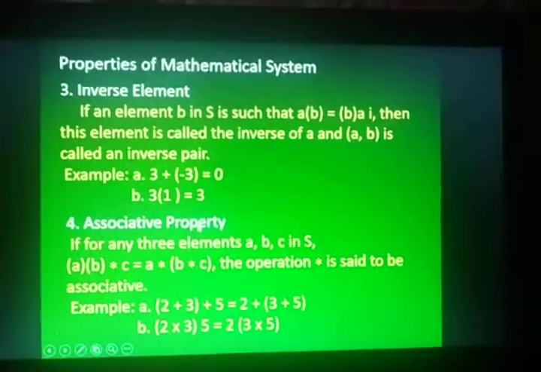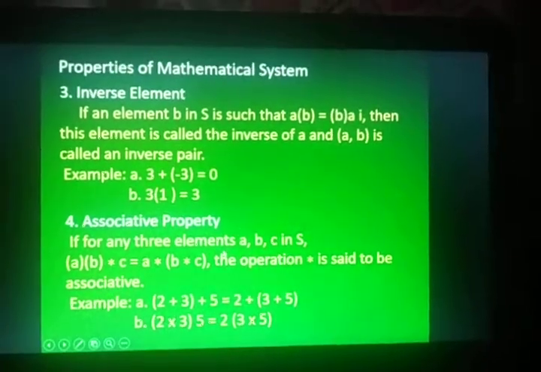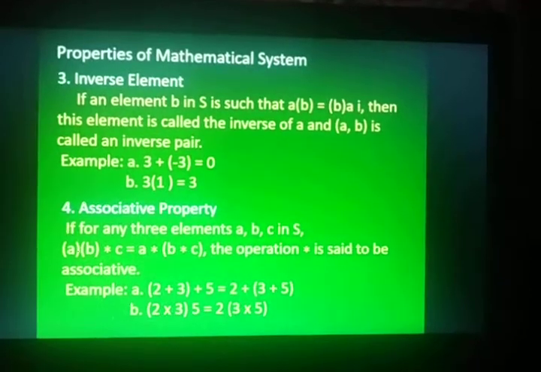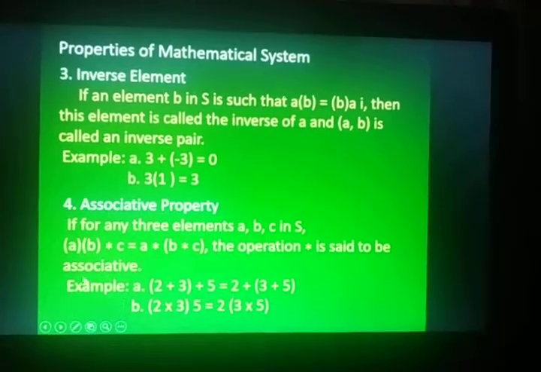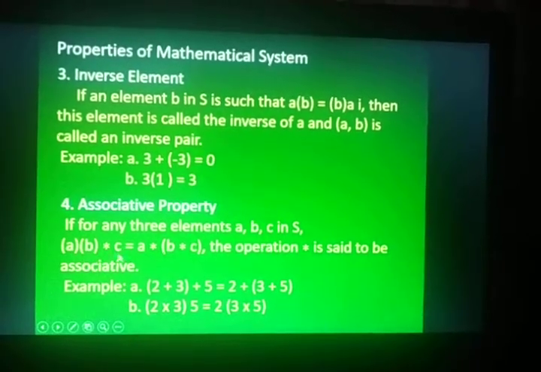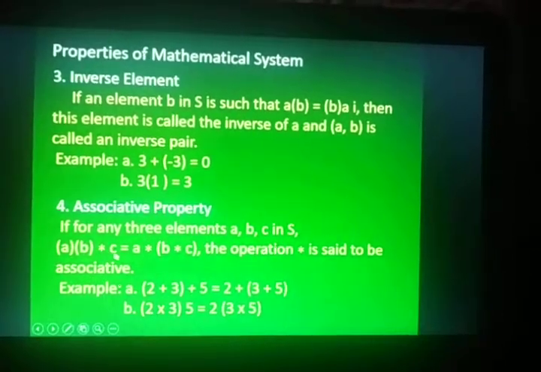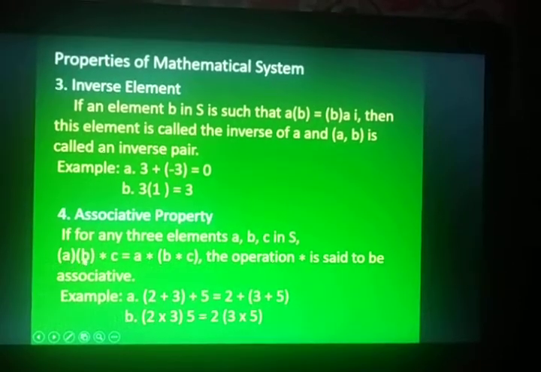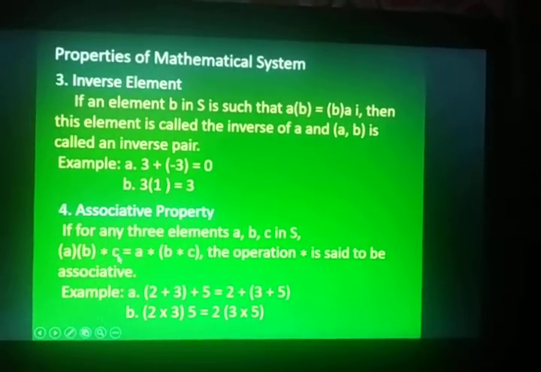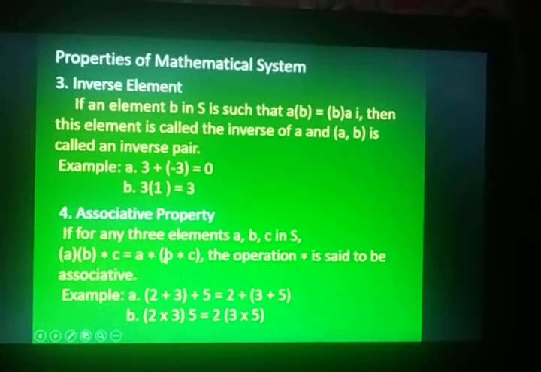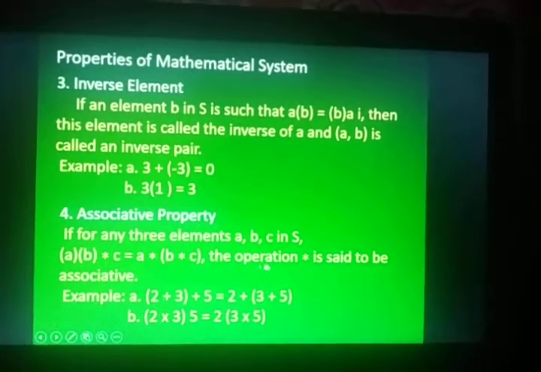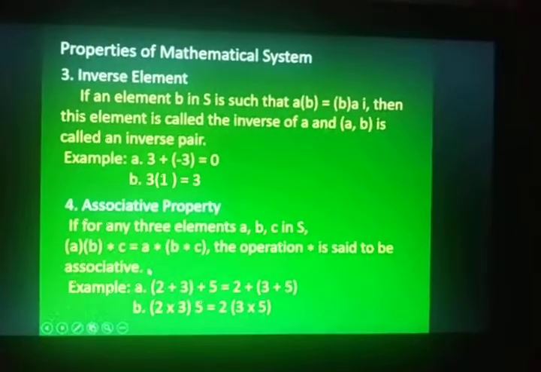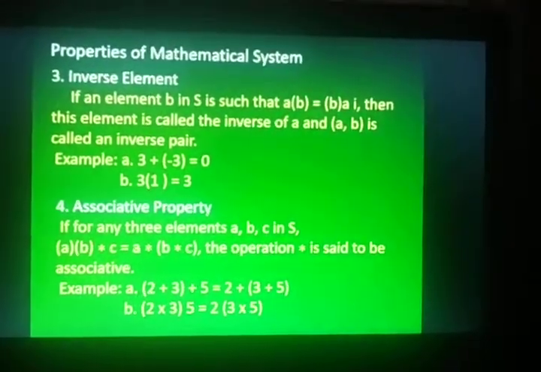Next, associative property. If for any 3 elements A, B, C in S is multiplied, A times B times C, this asterisk stands for multiplication, this is still equal to A times B times C. Even if you multiply first A and B and then multiply to C, it's still the same if you multiply B first with C and then times A. The operation multiplication is said to be associative, which means whichever comes first, the answer is still the same.